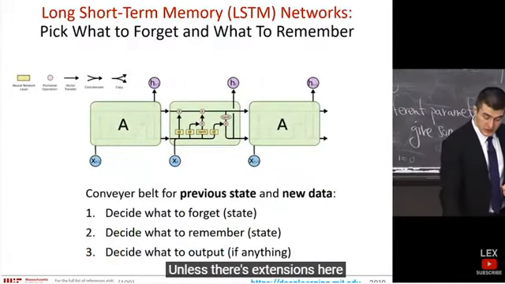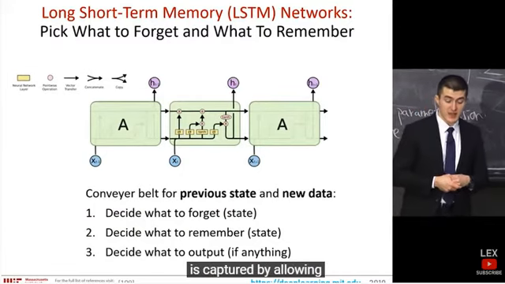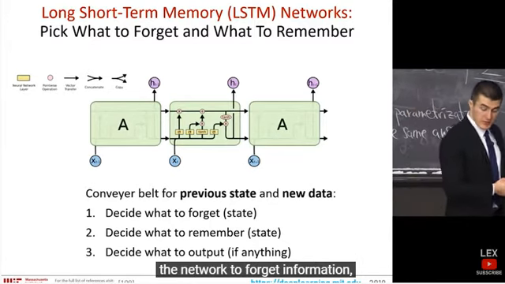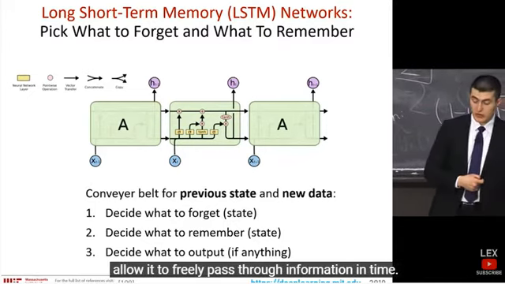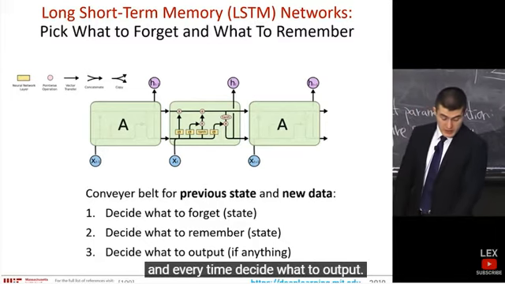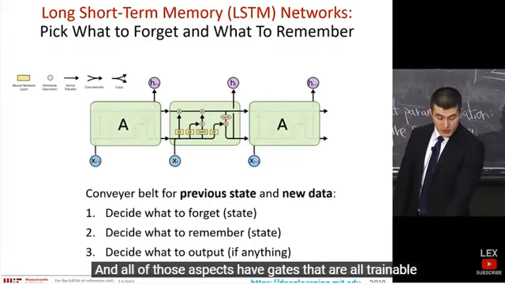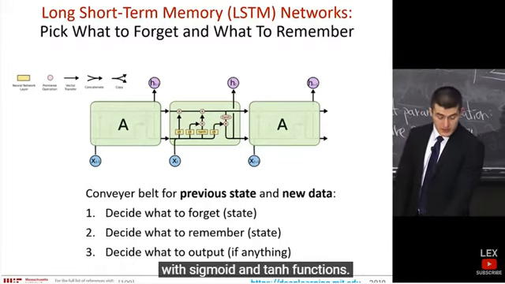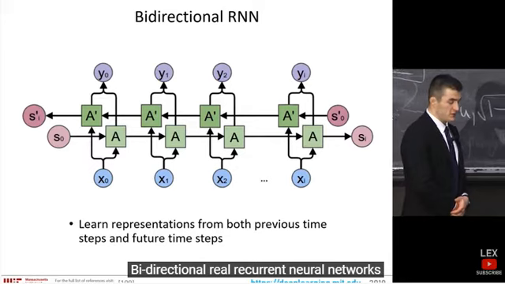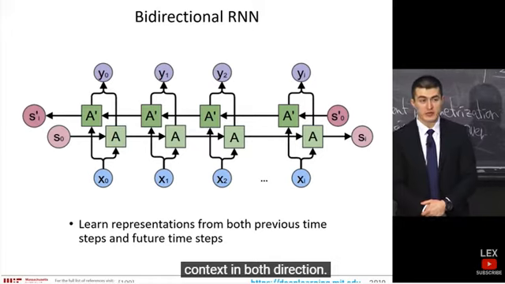Unless there are extensions here with LSTMs and GRUs, long-term dependency is captured by allowing the network to forget information, allowing it to freely pass through information in time: what to forget, what to remember, and every time decide what to output. And all of those aspects have gates that are all trainable with sigmoid and tanh functions. Bidirectional recurrent neural networks from the 90s is an extension often used for providing context in both directions.